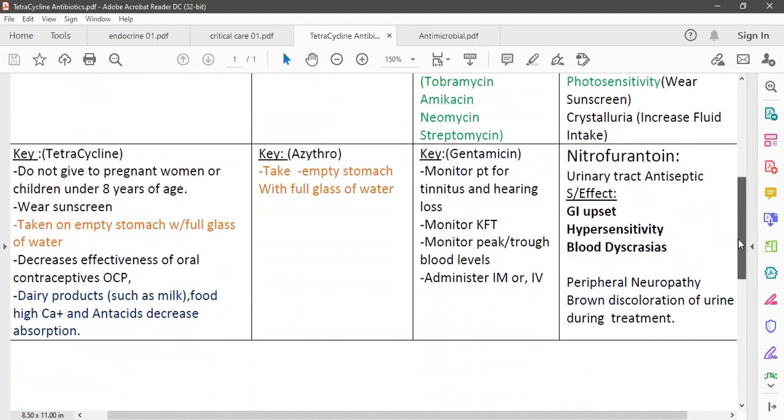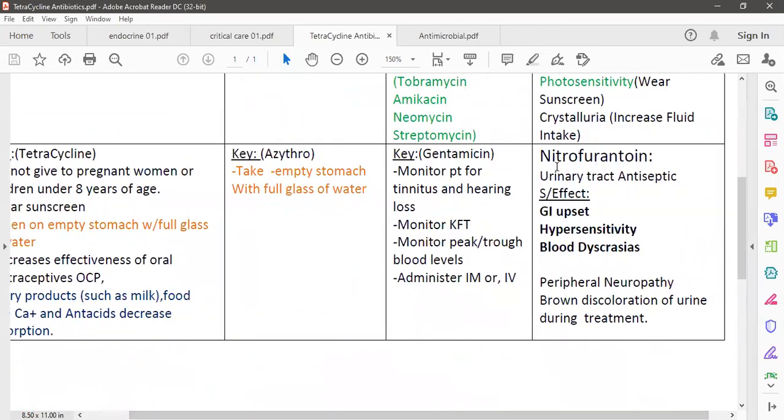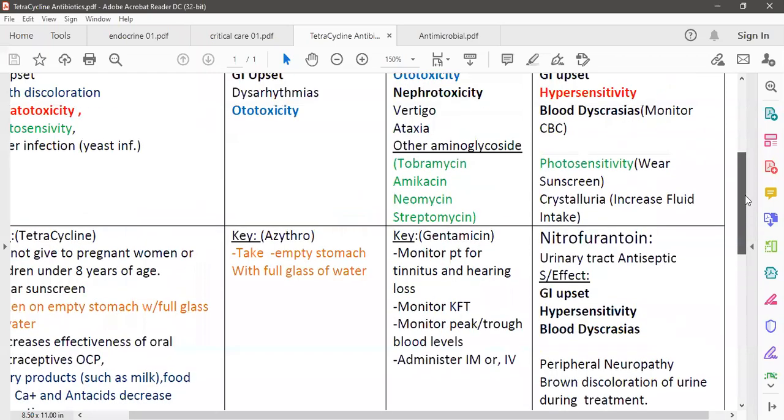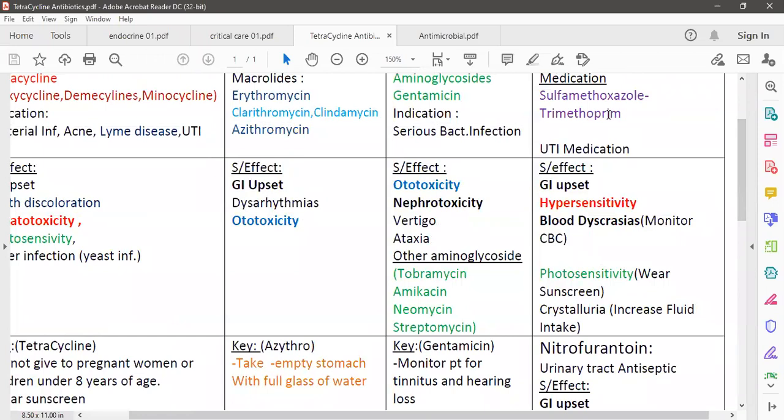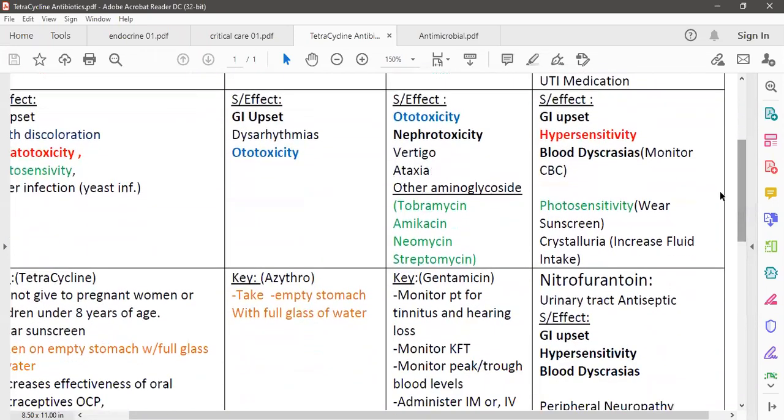Another medication I left for the NCLEX board here is called nitrofurantoin. Nitrofurantoin we can use for urinary tract infection as well. It's called a urinary tract antiseptic. So nitrofurantoin can cause GI upset, hypersensitivity, and blood dyscrasias, as with trimethoprim. The indication is the same, the side effects are the same: GI upset, hypersensitivity, and blood dyscrasias.